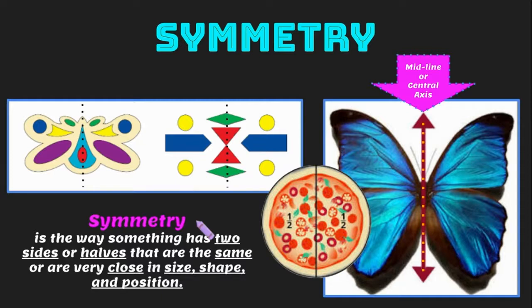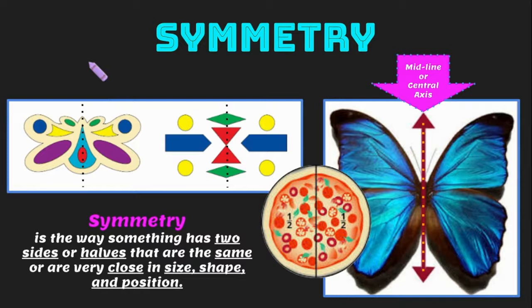Symmetry is the way something has 2 sides or halves, like this pizza, that are the same or are very close in size, shape, and position. Now, when I say position, I mean, is it up and down? Is it side to side? Or is it diagonal, corner to corner?